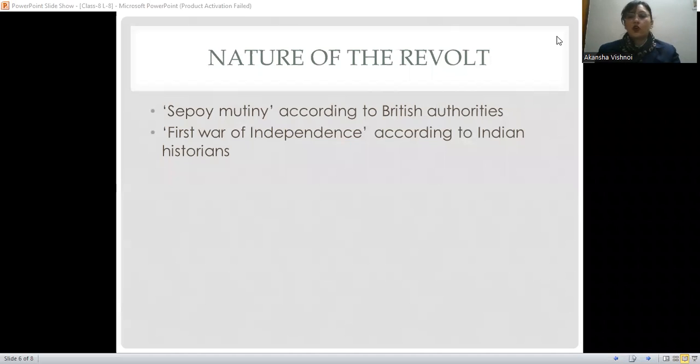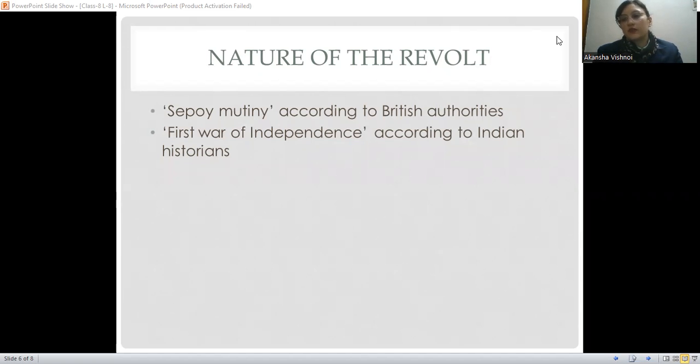The nature of the revolt: the revolt of 1857 was called the Sepoy Mutiny by the British authorities, while Indian historians call it the First War of Independence. The revolt began with the mutiny of the sepoys but was soon transformed into a popular revolt when people from different sections of society spontaneously joined in.